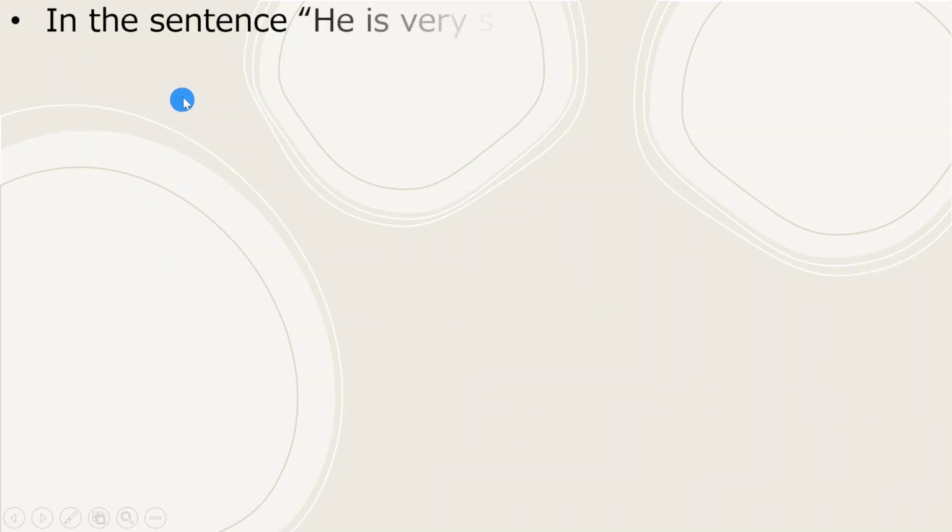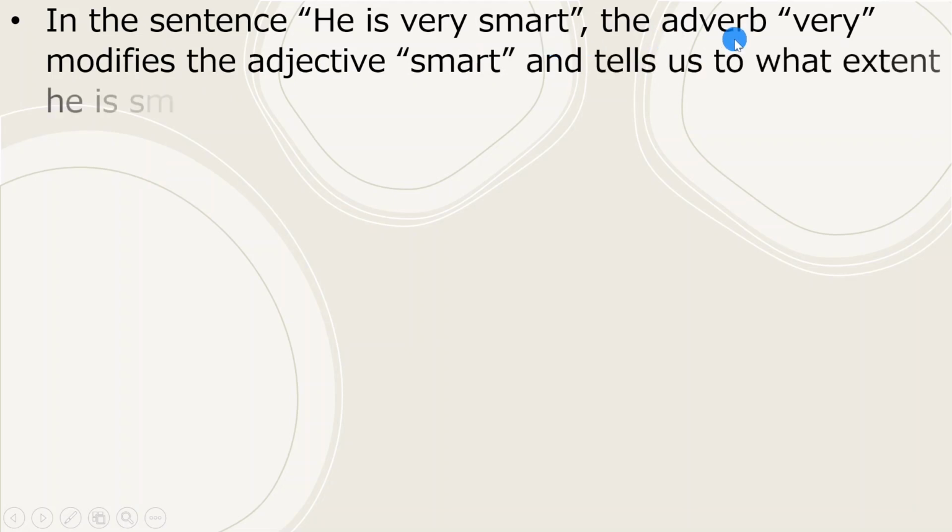So let's proceed. In the sentence "he is very smart," the adverb very modifies the adjective smart and tells us to what extent he is smart. It is like you're asking someone, how smart is this guy? Then he said, actually he is very smart. So it is telling you the extent of this guy's smartness.